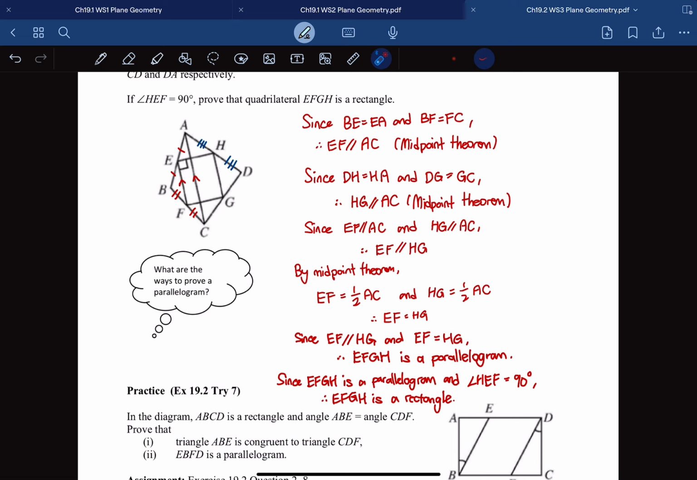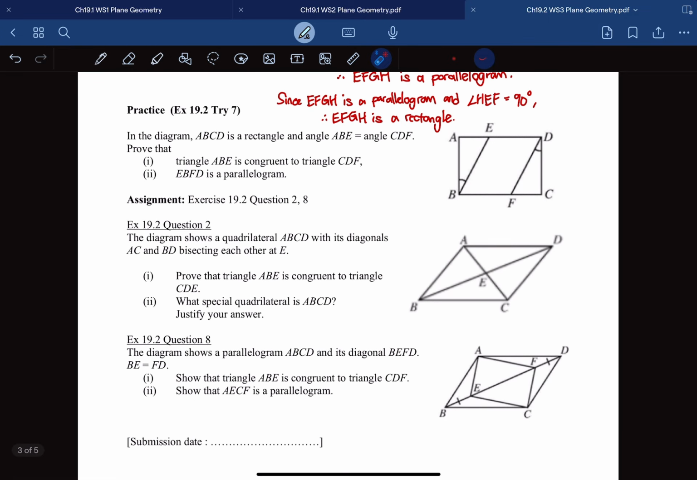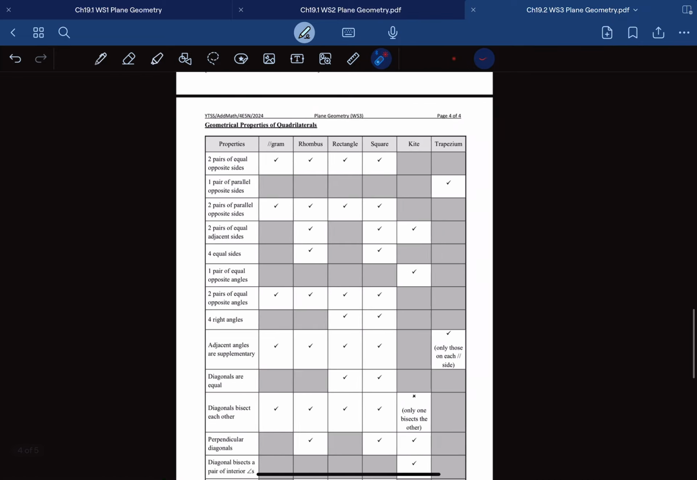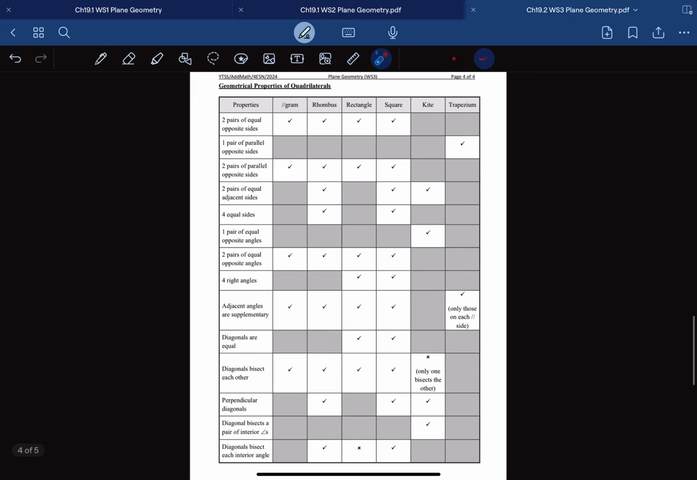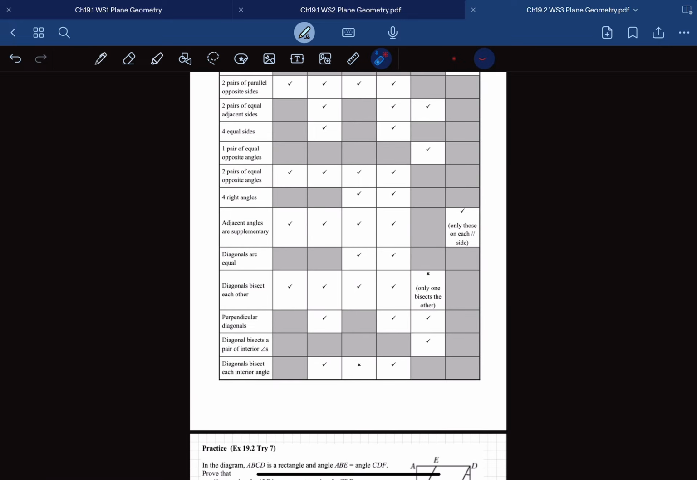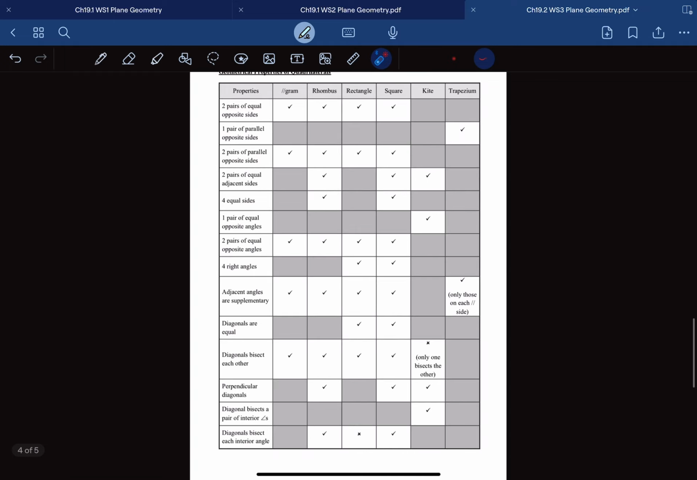Okay, now let's look at the last practice question before you go back and finish up assignment question 2 and question 8. Before that, on the last page of this worksheet, you can look at all the properties of all these different shapes. All these are very important properties to help you identify and distinguish between these different shapes. So this time you go back and make sure that you are clear on the different properties of these different shapes.